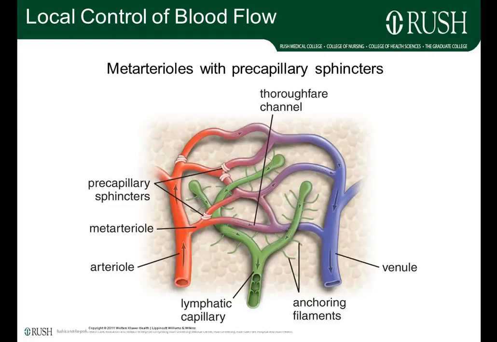This happens because the arterioles, well, special areas of the arterioles called meta-arterioles, have precapillary sphincters of smooth muscle that can be essentially activated and shut off the blood flow into those capillary beds and send it in through the arteriovenous anastomosis and then straight into the venous circulation.